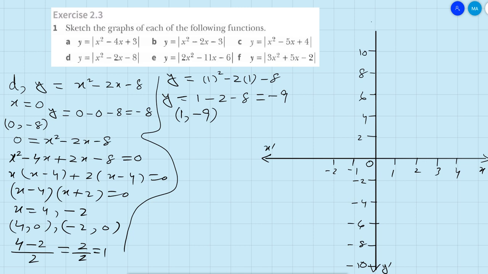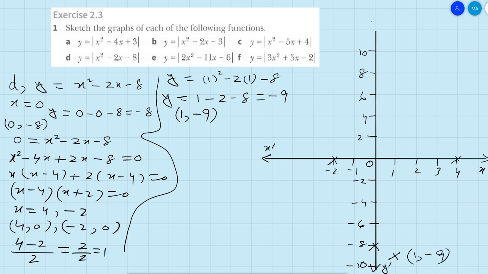Plot all the points. First is 0, minus 8. So this is 0 and this is minus 8. The second one is 4 comma 0. So this is 4, this is 0. And the third is minus 2 comma 0. So this one is minus 2 comma 0. And the minimum point is 1 comma minus 9. So this is 1 and this is minus 8, minus 10. So this should be 1, minus 9.